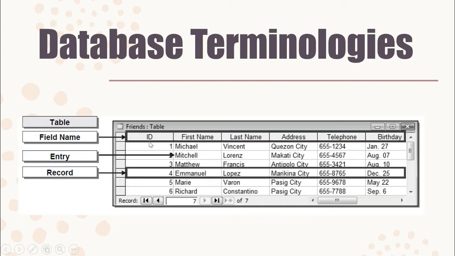Okay, so these are the field names, yung ating column names: ID, first name, last name, address, telephone, birthday. Yung entry naman natin, specifically nakaturo sa Mitchell, pero lahat ng nakalagay dyan, that is entry. Okay? Record naman, yun daw yung specific value ng ating mga, halimbawa, first name: Noel, last name: Lopez, address: Marikina, telephone number, this one, and this is his birthday. So, ibig sabihin, record is a particular information about that specific idea. Okay? And then the table, of course, ito yung isang buong table. So, ang tawag dito ay friends table.